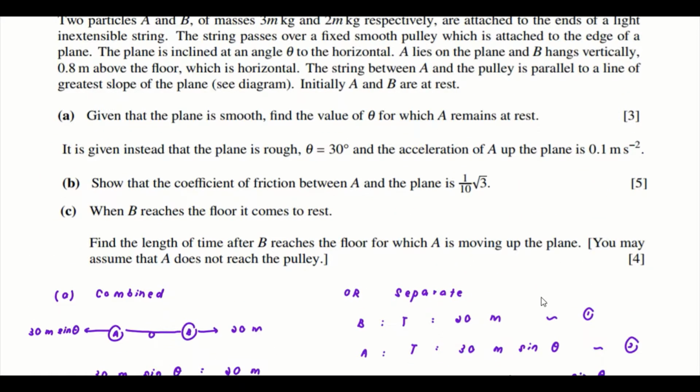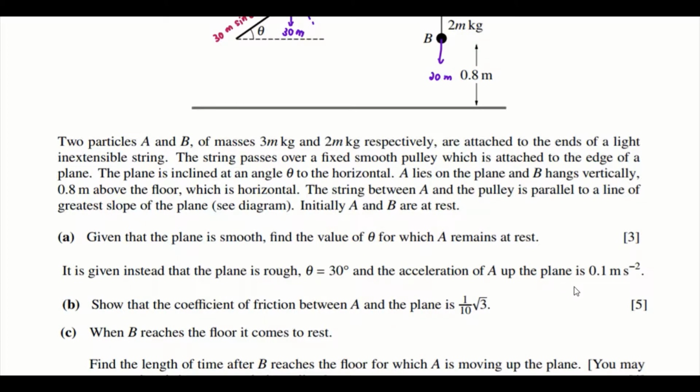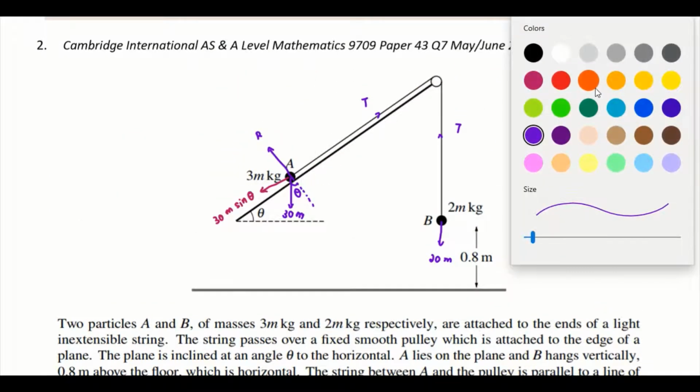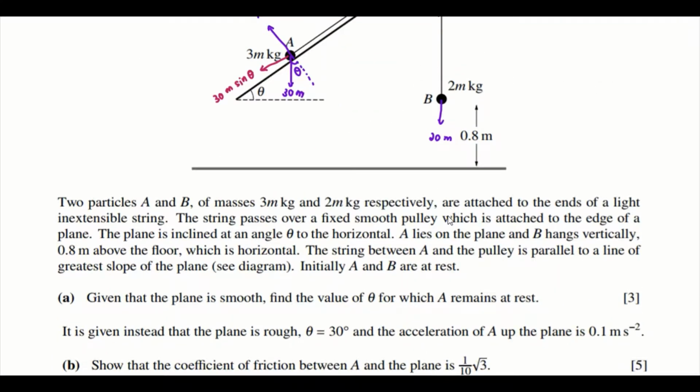Okay, so now let's move on to B. It is given instead that the plane is rough now, theta is 30, and the acceleration up the plane is 0.1. I'll use orange color for a new question here. So the theta here is 30 degrees.